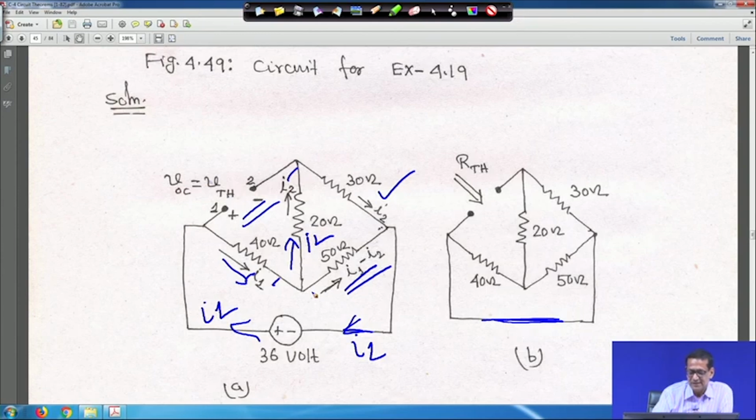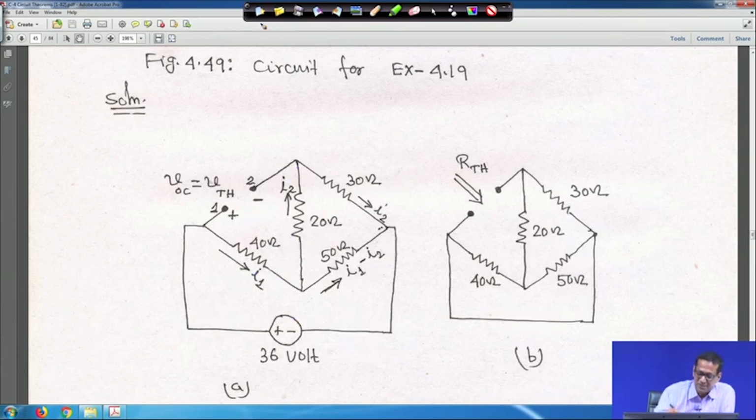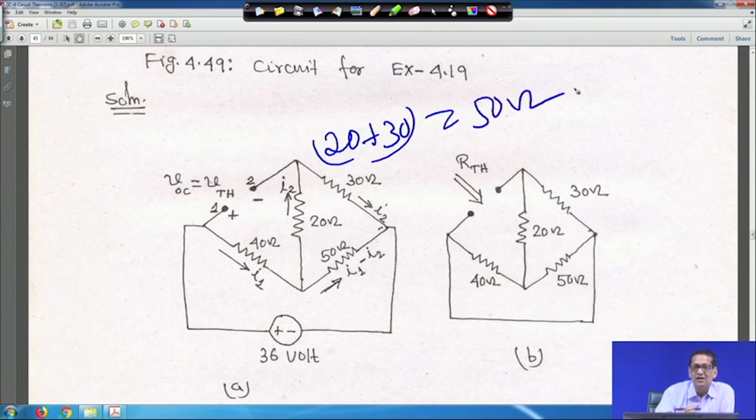I hope you have understood this, right. Now, question is, as this 20 ohm and 30 ohm are in series, 20 plus 30 is equal to 50 ohm, right, and another 50 ohm is here. That means, this 50 ohm and this 50 ohm, they are in parallel. That means, equal amount of current will flow through both.